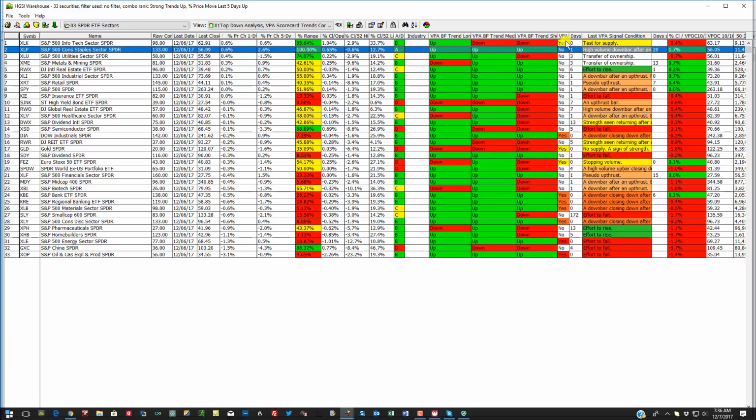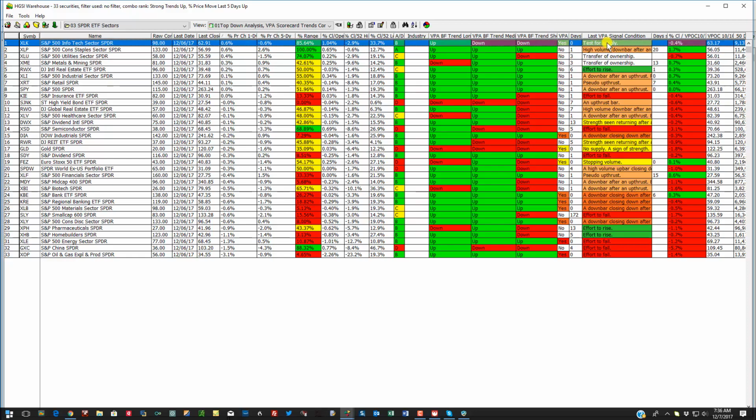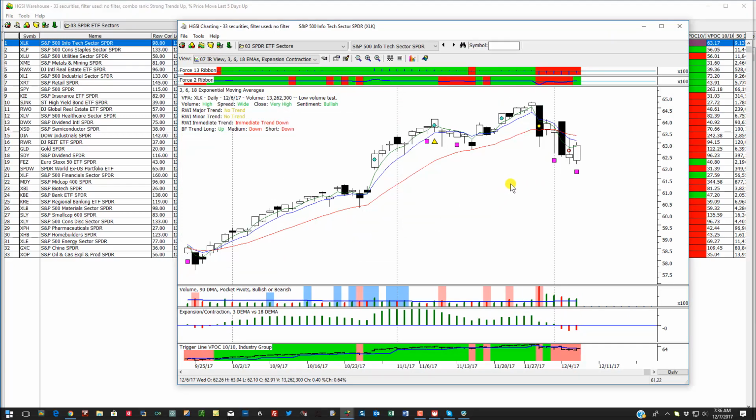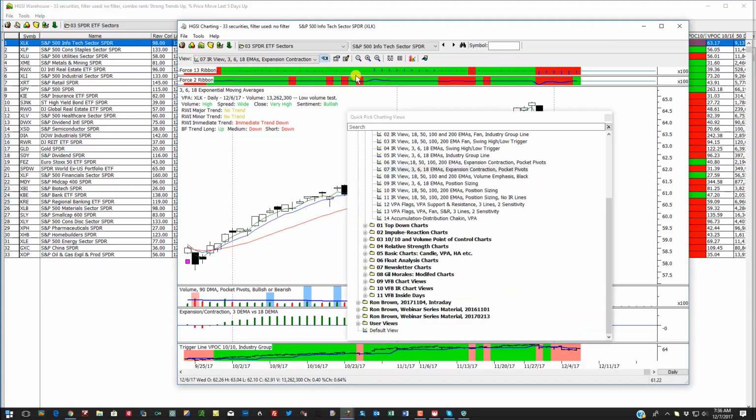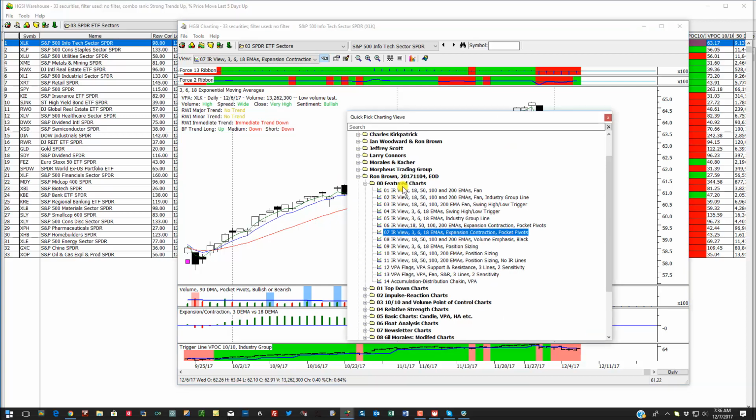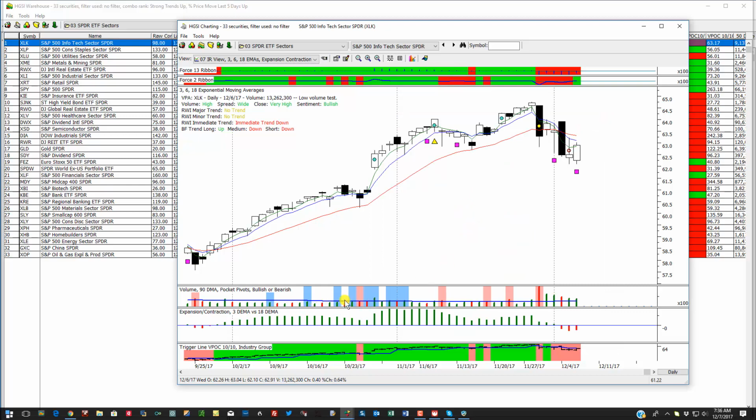So looking at this column right here, VPA, if there's a VPA signal today, there's going to be a yes in here. And on this one, it's a test for supply. I'm going to bring a chart up, and the chart that I'm using is my number 7 chart in the end of day and under featured charts. It's 3, 6, and 18-day EMAs, or exponential moving averages, expansion, contraction, pocket pivots. That's quite a mouthful, but you can see the pocket pivots are down here in this window.